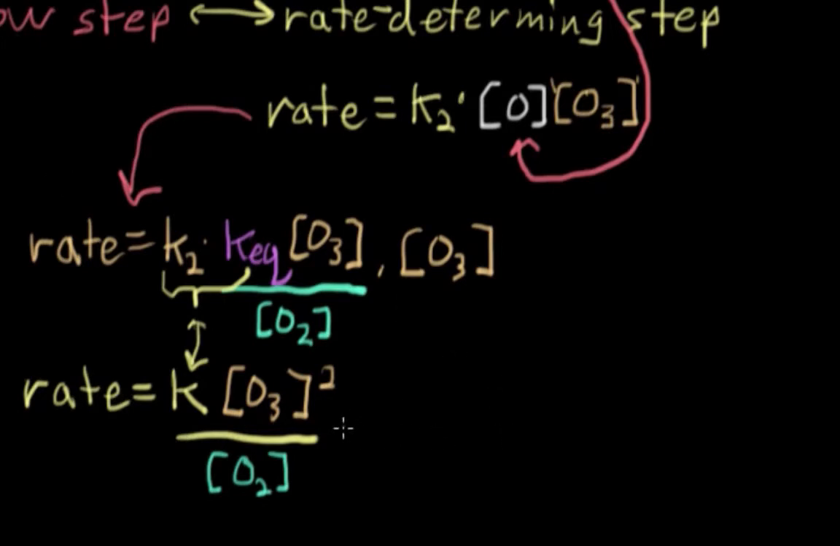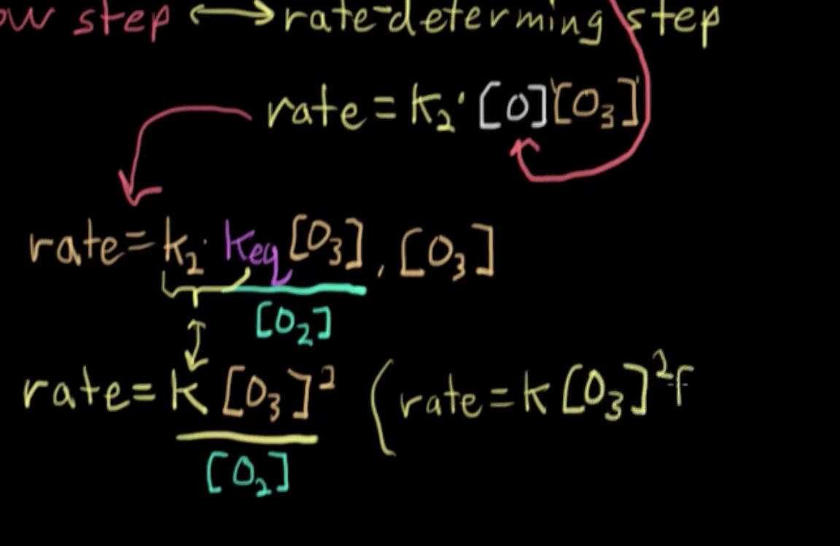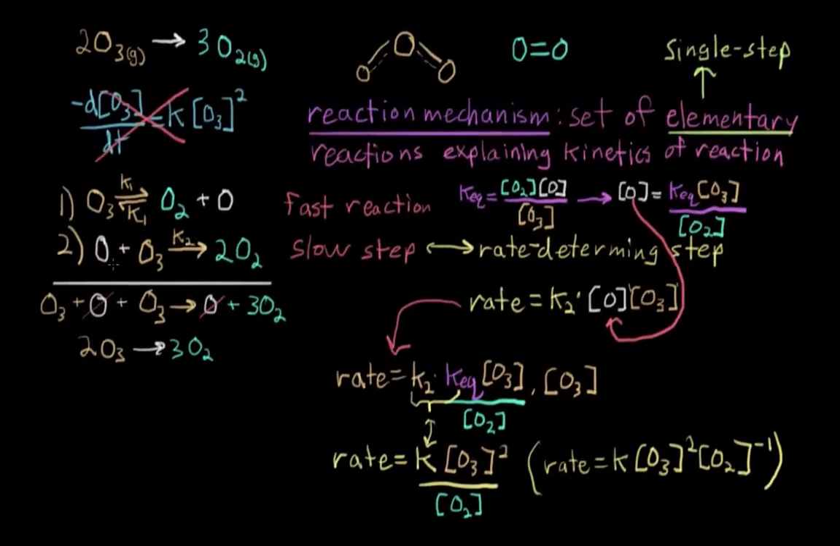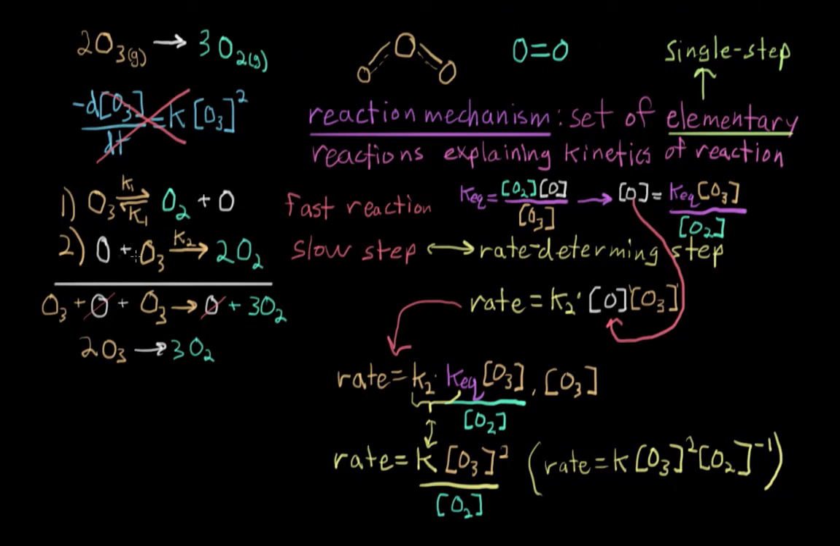One more way that you might find this rate law is the rate equals K times the concentration of ozone molecules squared times the concentration of oxygen molecules to the -1. And mathematically, these are two equivalent expressions. And let's go over this rate law to see if it makes sense in terms of our reaction, and also go over our reaction mechanism to see if it makes sense.